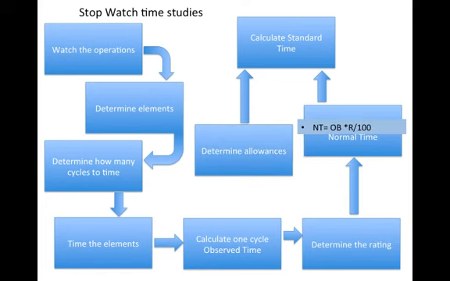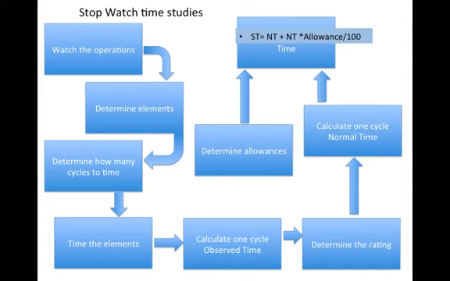And then what you do then is, from the data of the observed time, which is OB here, observed time times the rating, which is R, divided by 100 is equal to the normal time. So you've done that calculation. So now you have the normal time for this particular operation.